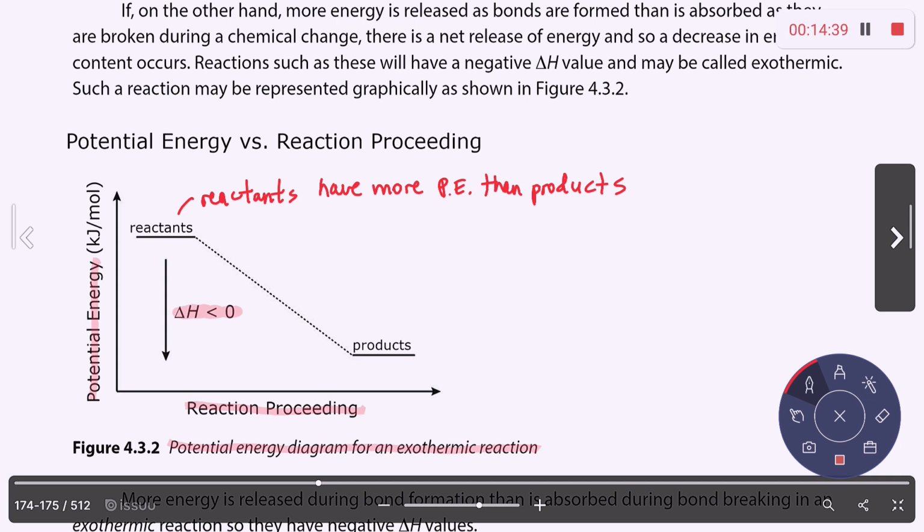Which one would be bonds breaking? So bonds break in the reactants and they form in the products, so to speak. So you mean which one, like where would that happen? Hold on.